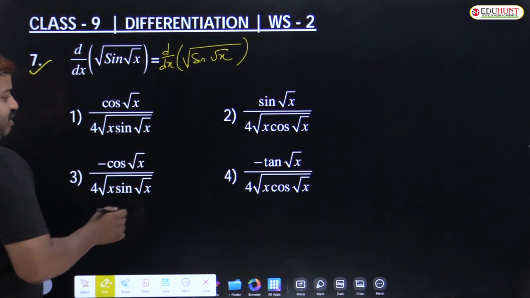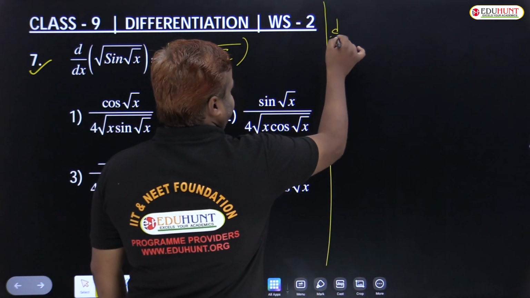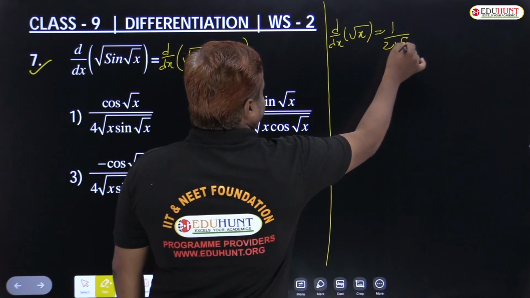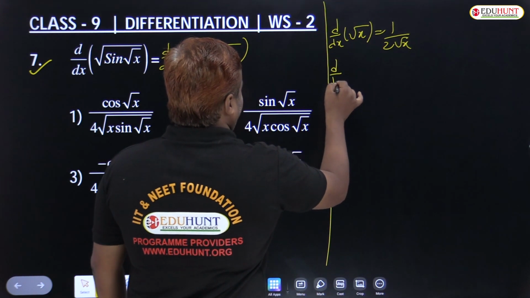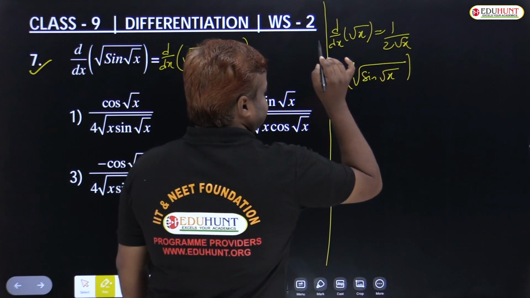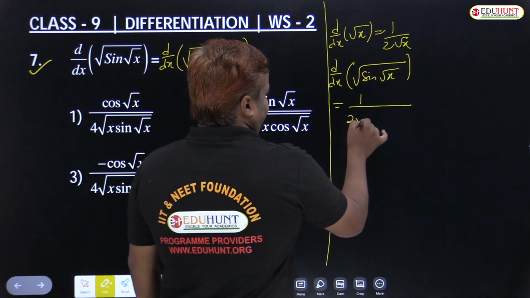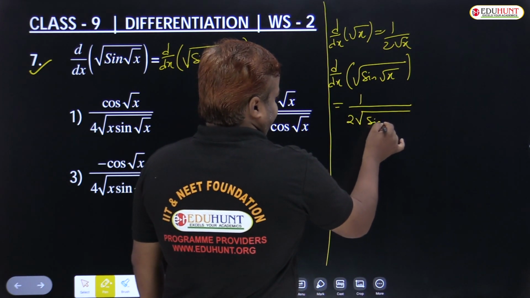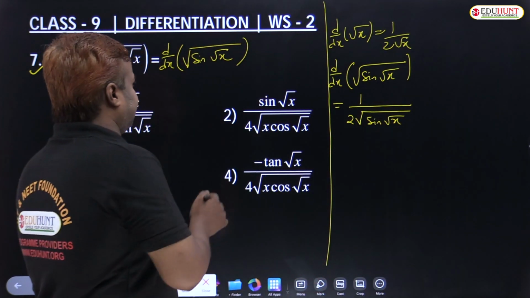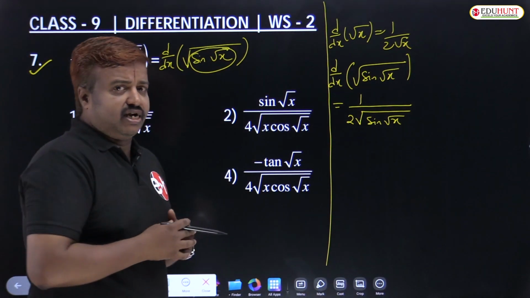What about d by dx of root x? First you can see the derivative of root x. D by dx of root x means 1 by 2 root x. That means d by dx of root over sin root x is nothing but 1 by 2 root of sin of root x. You can assume sin root x as x, so we have to do that inner derivative.